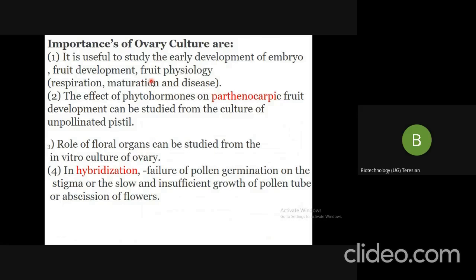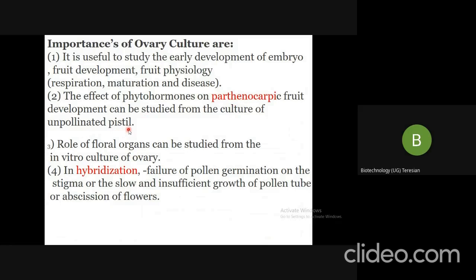The effect of phytohormones on parthenocarpic fruit development can be studied from the cultures of unpollinated pistil. You all know now that a parthenocarpic fruit is one which does not contain seeds. So what is the effect of plant hormones on the parthenocarpic fruit? That can be studied using the unpollinated pistil.